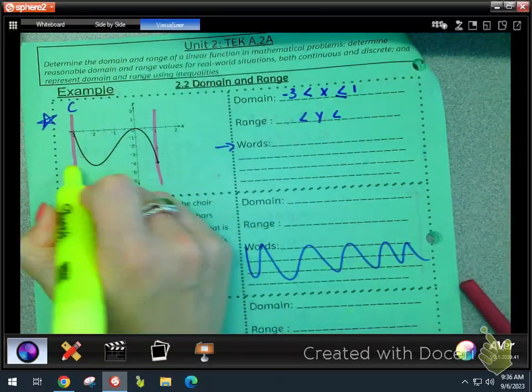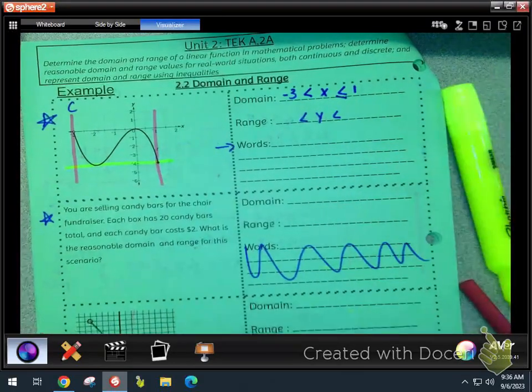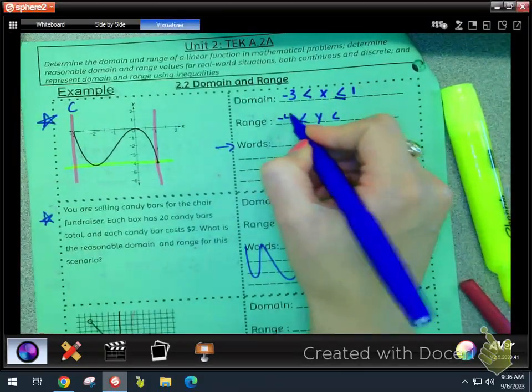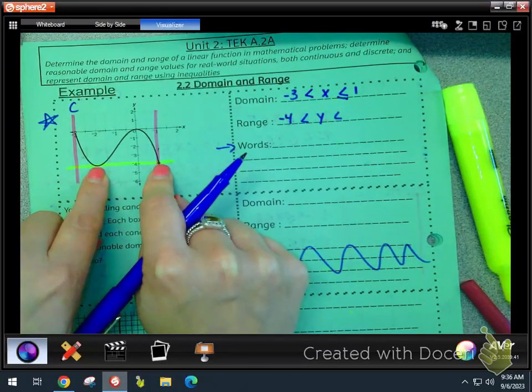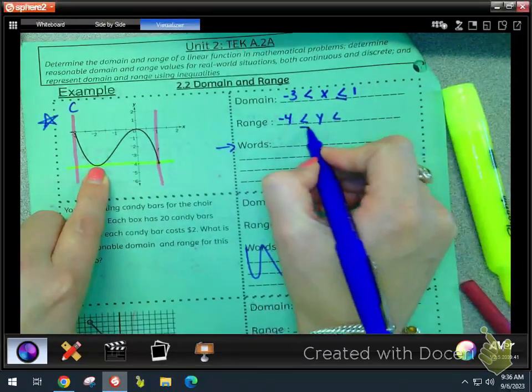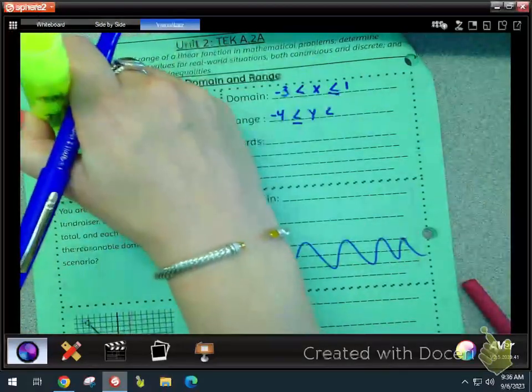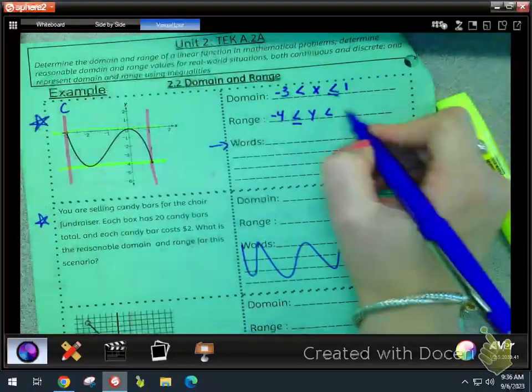What was our lower boundary? -4. Do we equal to? Yes, because I got a closed circle and I've got touching graph right there. So I will equal to. What about my upper boundary? 0. Do we equal to?